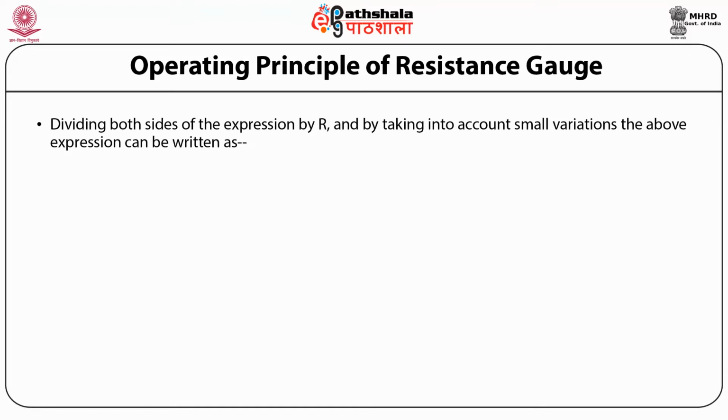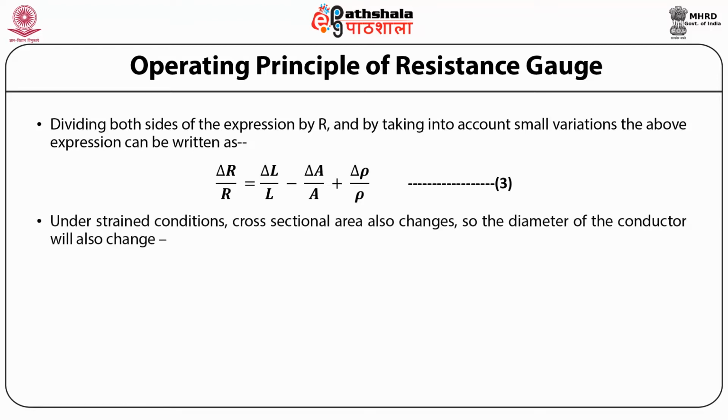Dividing both sides of the expression by R and by taking into account small variations, the above expression can be written as delta R divided by R equals delta L divided by L minus delta A divided by A plus delta rho by rho. This is equation 3. Under strained conditions, cross-sectional area also changes, so the diameter of the conductor will also change.